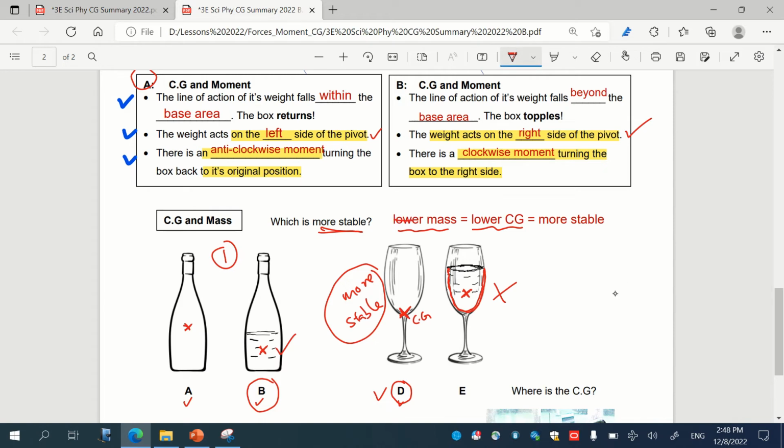By adding mass at lower region, okay, adding mass at lower region will give you lower CG, and therefore make an object more stable. Okay, I correct my error there. Adding mass at lower region will allow you to lower the CG and therefore make something more stable.